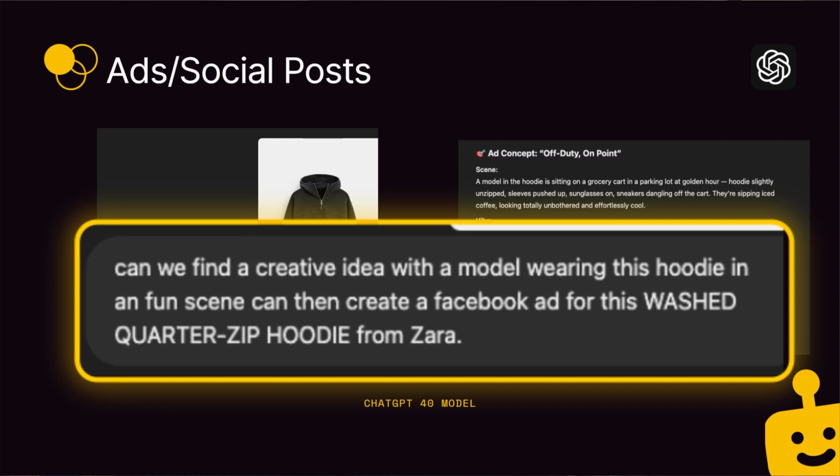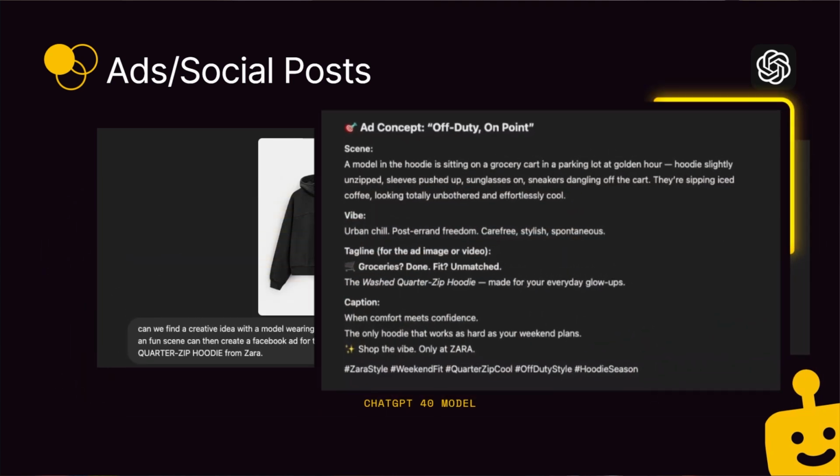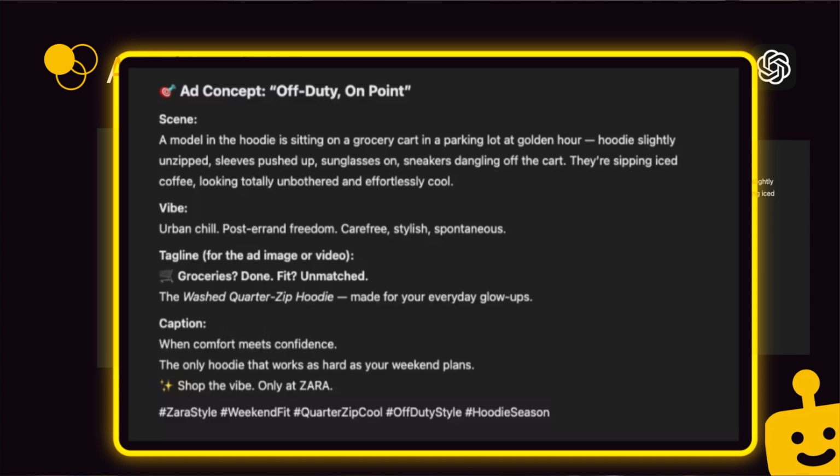So my prompt here is, can we find a creative idea with the model wearing this hoodie in a fun scene and then create a Facebook ad for this washed quarter zip hoodie from Zara. So very simple prompt, and then ask AI to first kind of create the concept for me. So the ad concept here is off duty, on point. Scene, a model in the hoodie is sitting on a grocery cart in the parking lot at golden hour. Hoodie slightly unzipped, sleeves pushed up, sunglasses on, sneakers dangling off the cart. They're sipping iced coffee, looking totally unbothered and effortlessly cool. There's a vibe, there's a tagline, there's a caption.